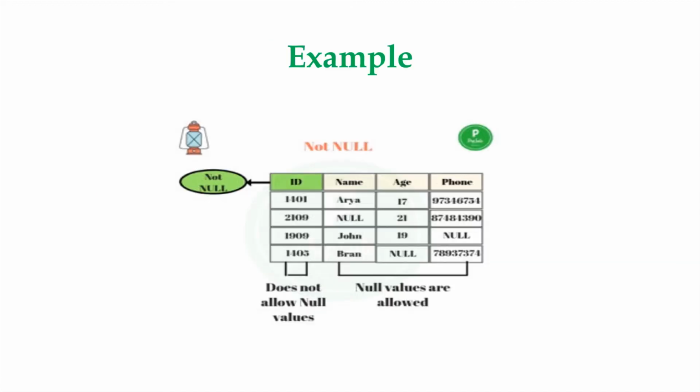And in this example, you can see ID is the primary key. The primary key should not be null. So here you can see the primary key value does not contain null values, whereas null values are permitted in the remaining attributes.